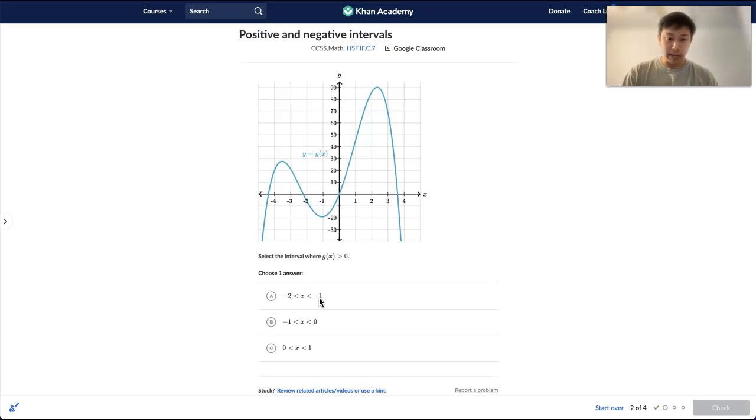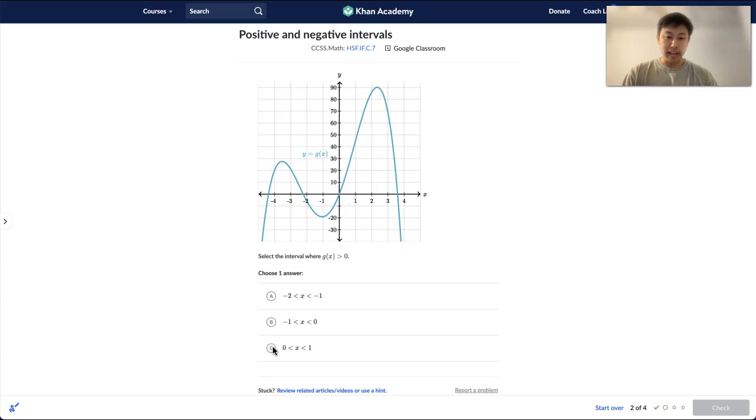So between -2 and -1, that's going to be this section right here. Between -2 and -1 in its x values, I have negative y values, which I don't want because I want where y is positive, where y is greater than 0. So I'm not going to click that. Okay. Between -1 and 0 is going to be this portion. Between -1 and 0, I'm still below the x-axis. Those are negative y values. I don't want that either.